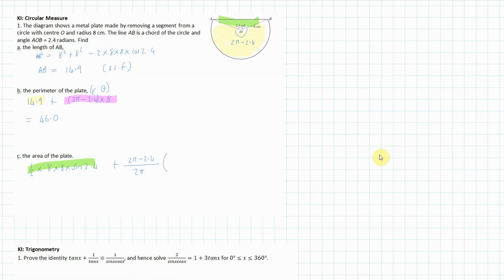Multiplied by half r squared theta. Hang on a second, what am I doing? Half r squared theta is what we're doing. So half times r squared times theta. So in this case, it would be half times, now r is 8, squared times, now theta is 2 pi minus 2.4. So use those formulas that we learnt in the circle chapter, and that comes out to be, I think I got 146 centimeters squared. Okay.